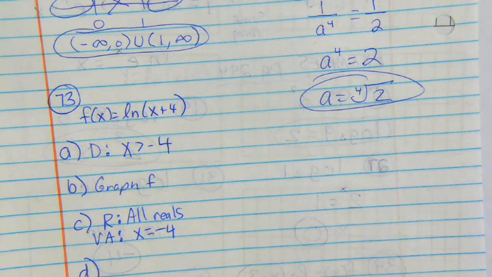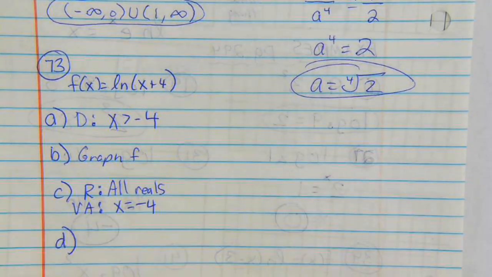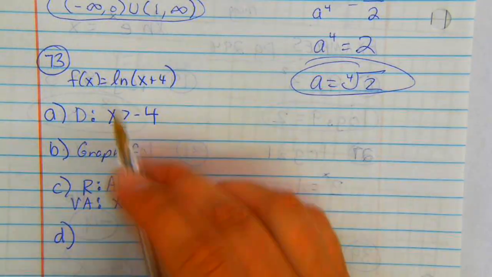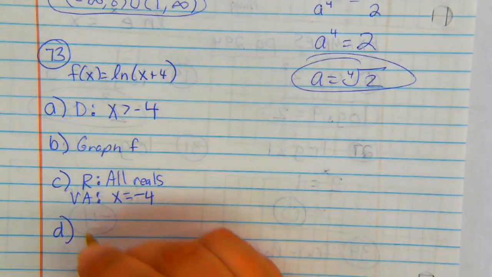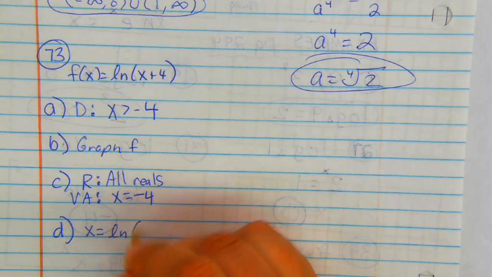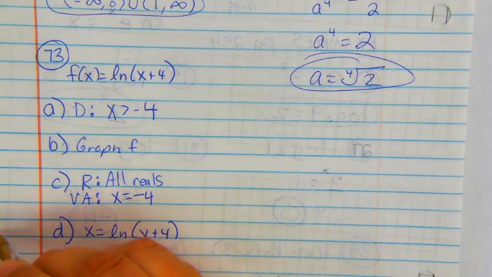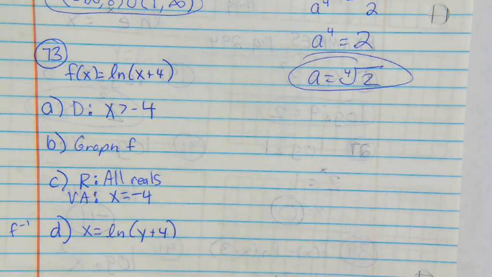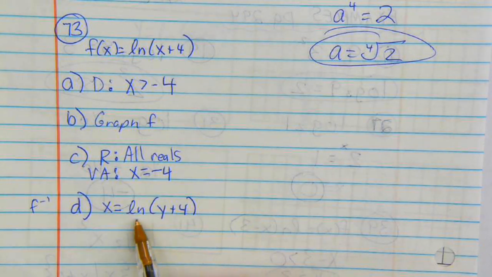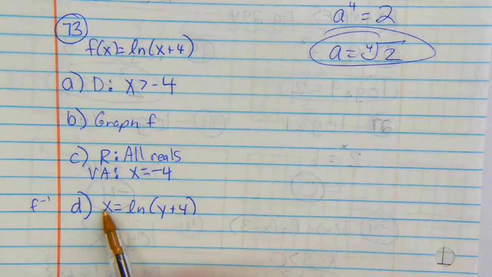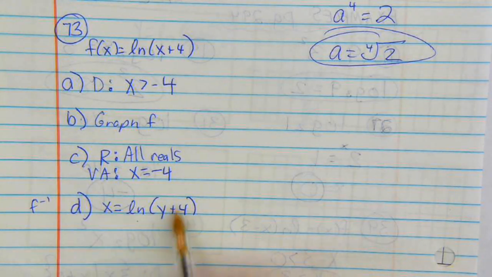Part D says find the inverse. Okay, we need to do a little bit of algebra. Remember, this is y equals ln(x + 4). So the inverse would be x equals ln(y + 4). And then I need to get y by itself. Remember, ln is log base e. So whenever you have an ln, just think this is log base e. It's e to the x equals this.